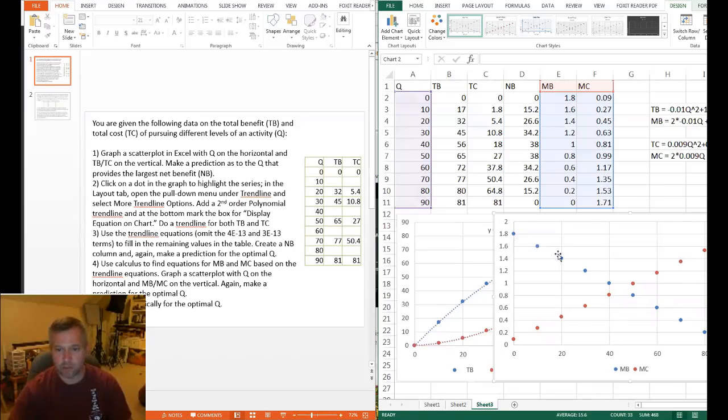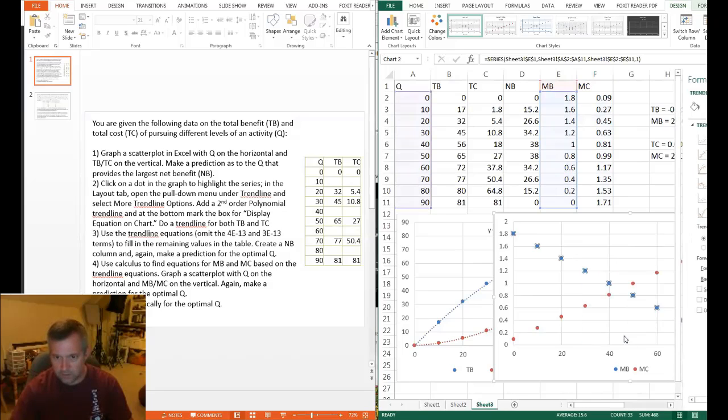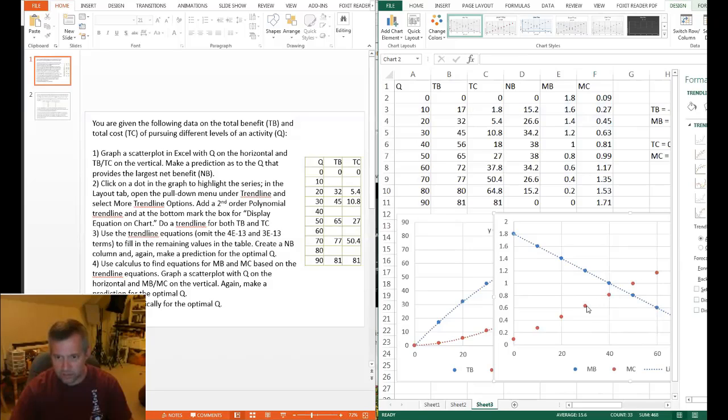So I have my marginal benefit line, which is downward sloping, my marginal cost line, which is upward sloping. Those should look similar to the marginal benefit, marginal cost curves you had in your chapter. Again, make a prediction for the optimal Q. Well, the optimal Q will be where these two lines cross. If I were to plot these out, it's a straight line, so I could do some linear trend lines here.